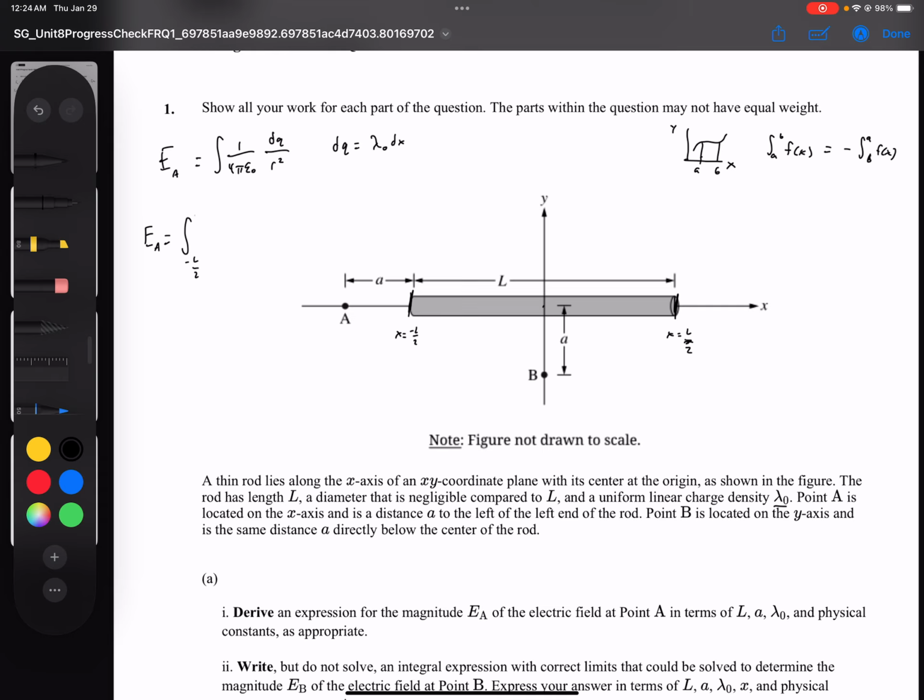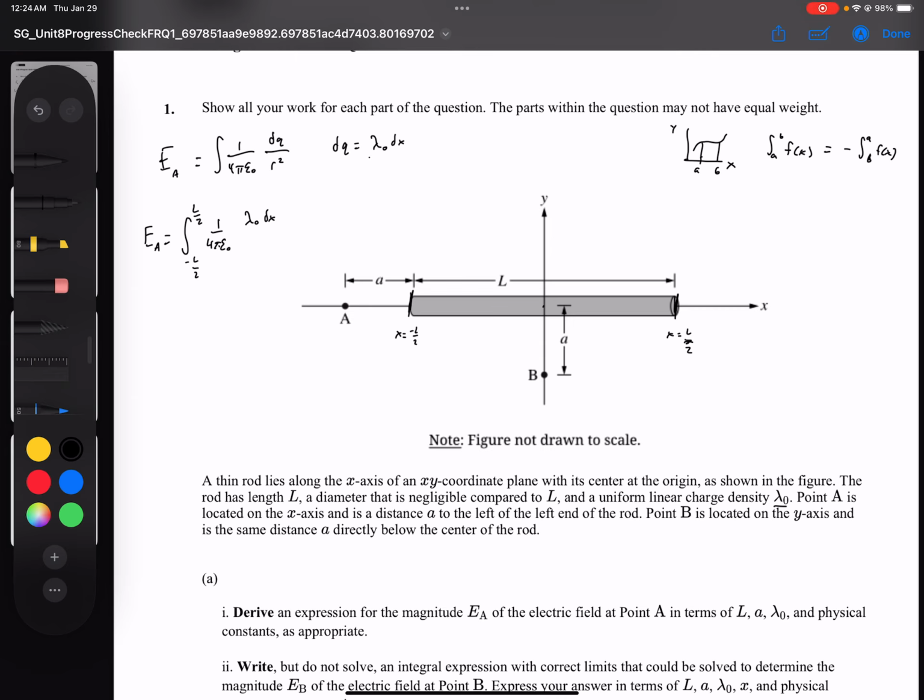So negative L over 2 to L over 2. Okay? And then I'll plug in the 1 over 4 pi epsilon naught. All right. And then we have our dq. So our dq is going to be the linear charge density. It's a constant linear charge density. It's not a function. It's just a constant value.